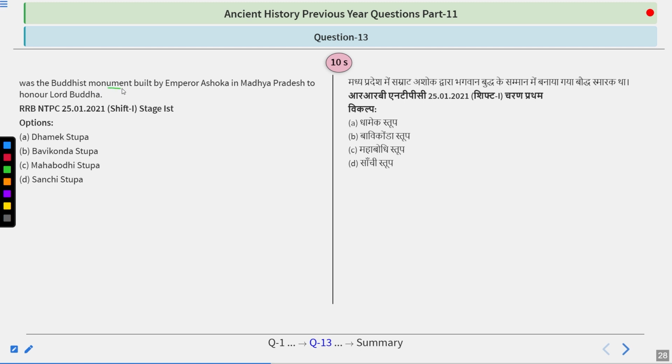Which Buddhist monument was built by Emperor Ashok in Madhya Pradesh to honor Lord Buddha? Options: Dhamek Stupa, Bavikonda Stupa, Mahabodhi Stupa, Sanchi Stupa. Take your time.